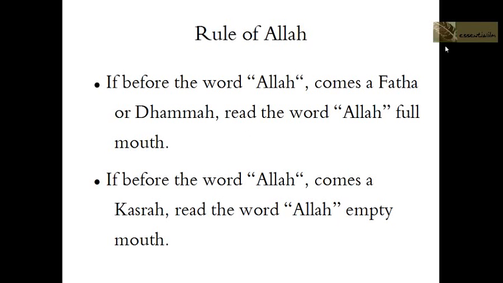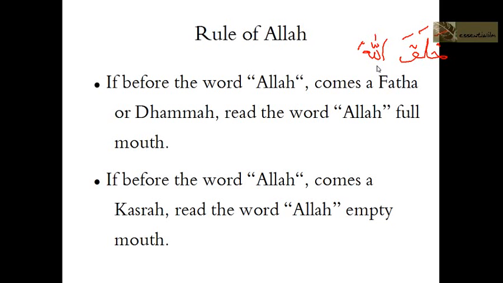the first one is khalaqallahu. To figure out if Allah is heavy or light, we look at the first lam here. This lam is empty because this shadda and standing fatha is actually for the second lam. So this lam is empty.